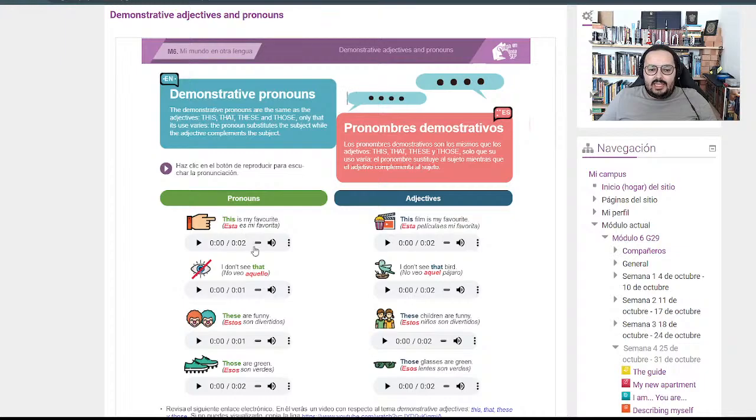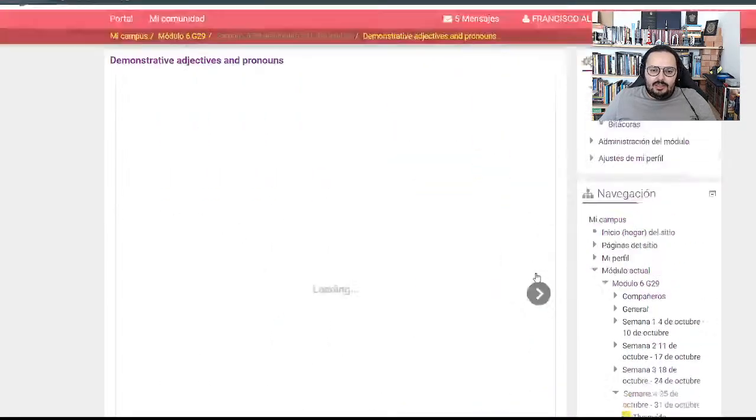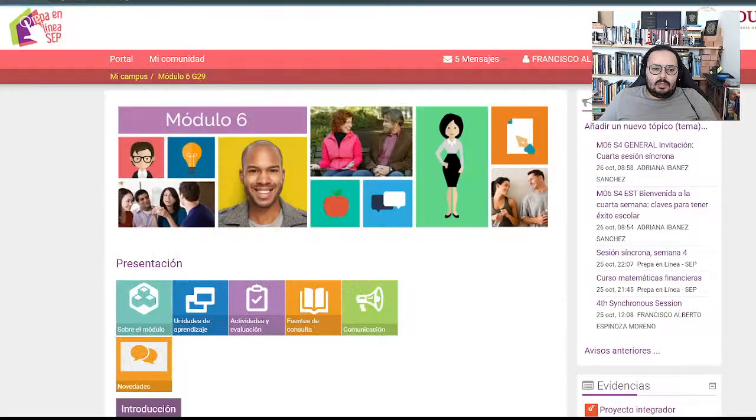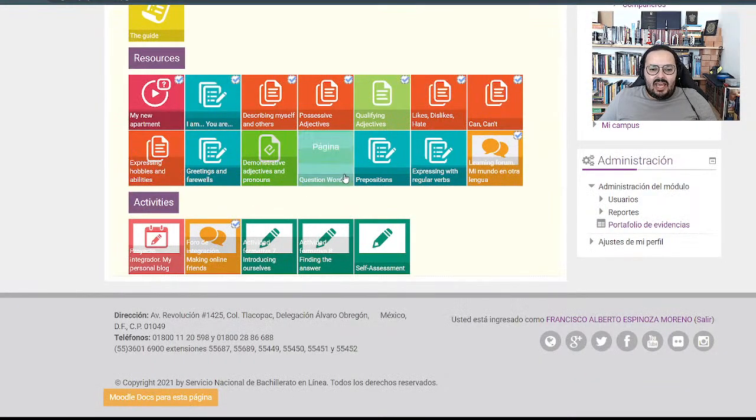Con los pronombres this, that, these, and those, los pronombres demostrativos, no hay necesidad de especificar de qué estamos hablando, porque ese this, that, these, and those ya nos lo está diciendo. En cambio, si los utilizamos como un adjetivo demostrativo, sí hay que especificar de qué hablamos. This film is my favorite. Aquí sí tenemos que especificar que esta película. That bird, esa ave. These children, esos niños. ¿Ok? Bueno, esto sería todo con respecto a los pronombres y adjetivos demostrativos. And then we have the question words.